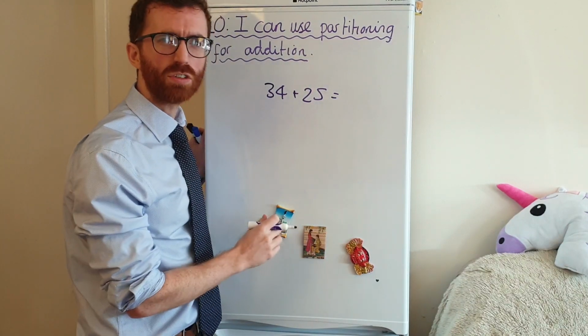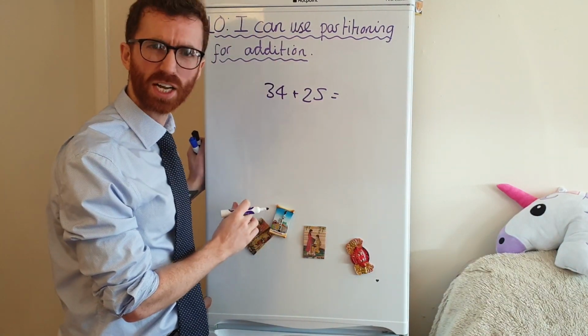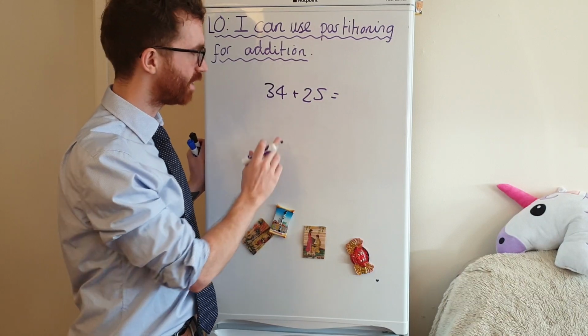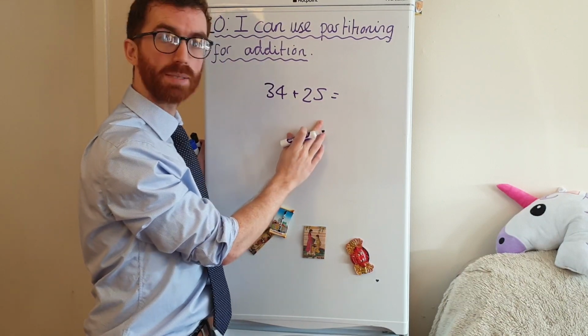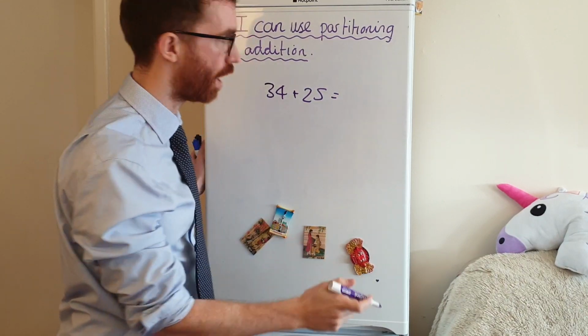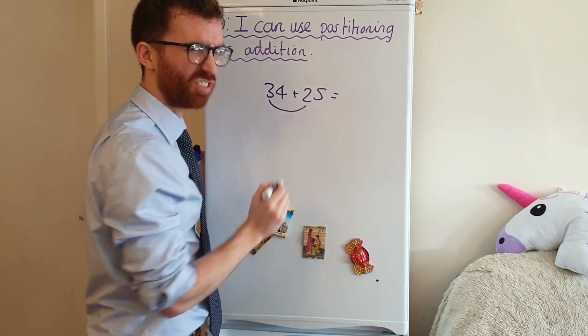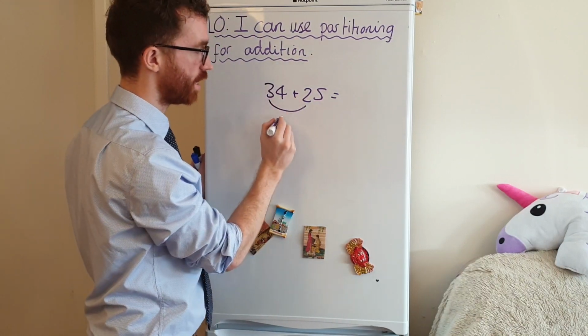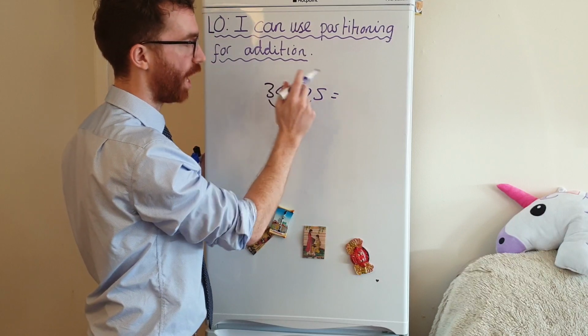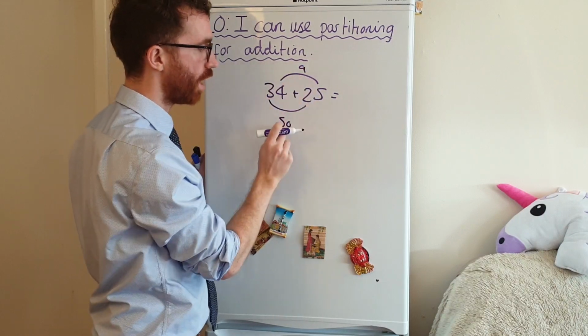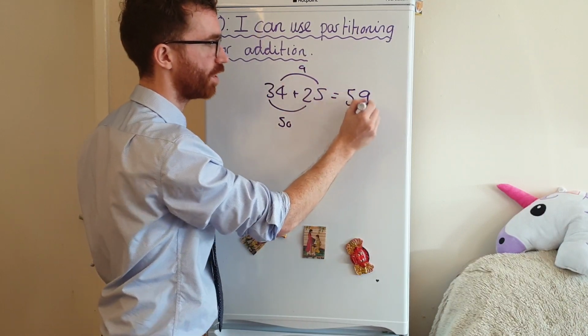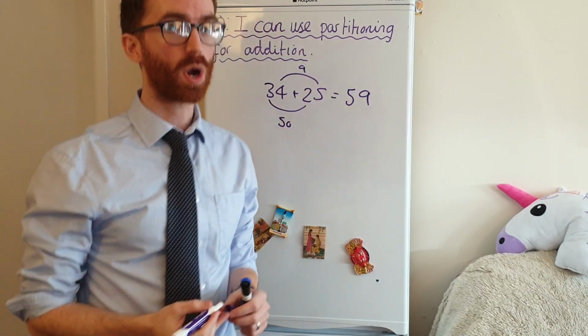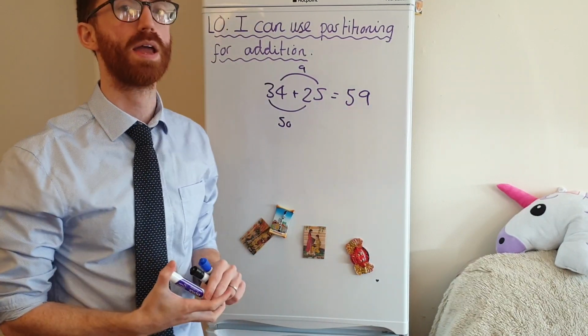Of course, the reason I don't need to use any sort of written method, and I could probably do that mentally in my brain, is because neither of these numbers, when I add them up, goes over the 10. I'll show you what I mean by that. 3 add 2, it's not 3 add 2, is it? 30 add 20 is 50. 4 add 5 is 9. I put them together, the answer is 59. It doesn't really require a written method. I could have just done that in my head.